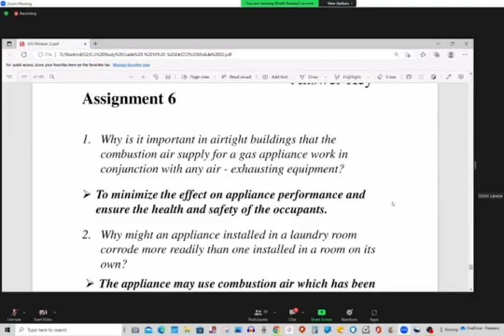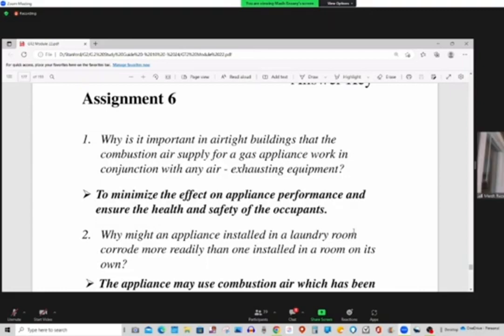Number one, Victor, yes, please. Why is it important in an airtight building that the combustion air supply for a gas appliance work in conjunction with any air exhausting equipment? The answer is to minimize the effect on appliance performance and ensure the health and safety of the occupants.